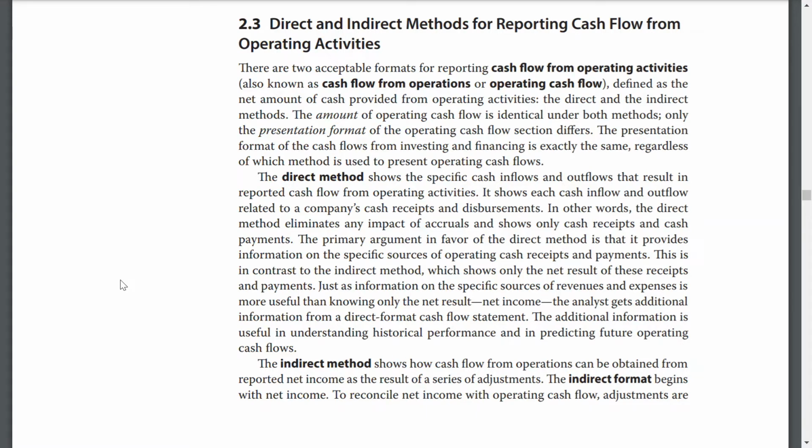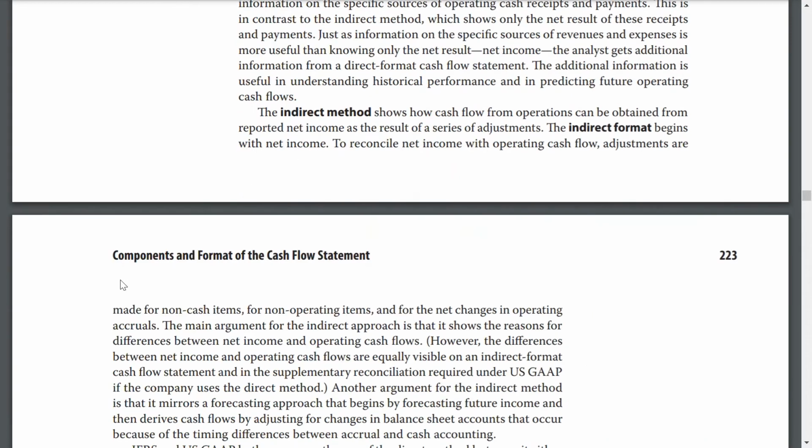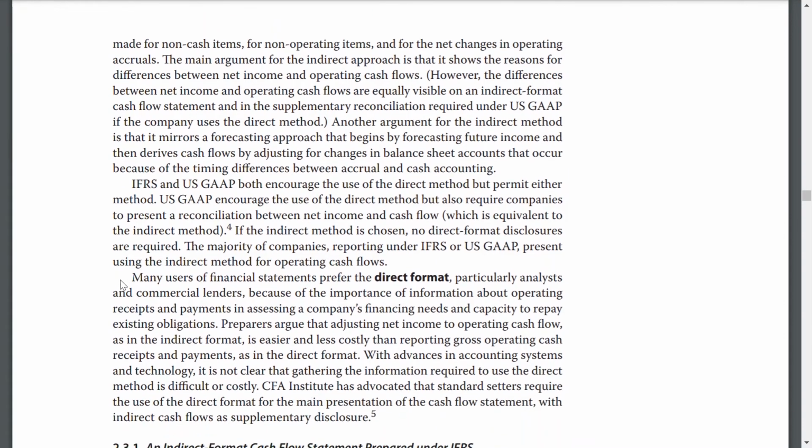The indirect method shows how cash flows from operations can be obtained from reported net income as a result of a series of adjustments. The indirect format begins with net income to reconcile net income with operating cash flows. Adjustments are made for non-cash items, non-operating items, and the net changes in operating accruals.